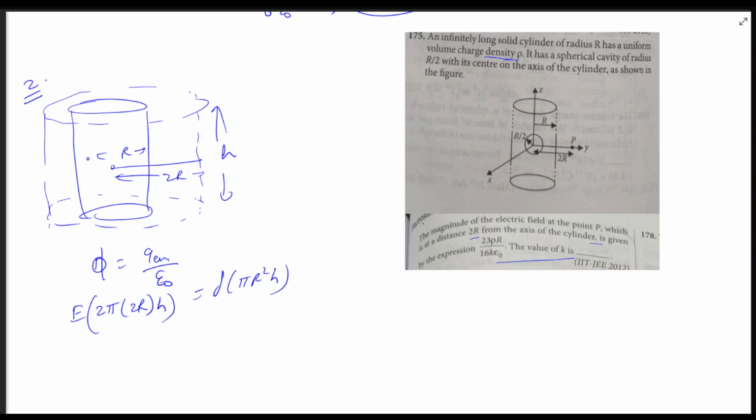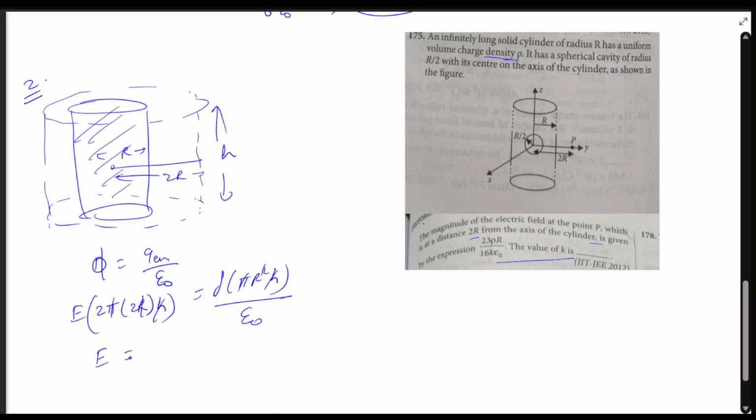There is no charge in the cavity. The charge is in this cylinder itself, divided by epsilon naught. So let's cancel some things. H will get cancelled, pi will get cancelled, and r will get cancelled. So we are left with electric field, with 4 in the denominator. So it will be rho r upon 4 epsilon naught.